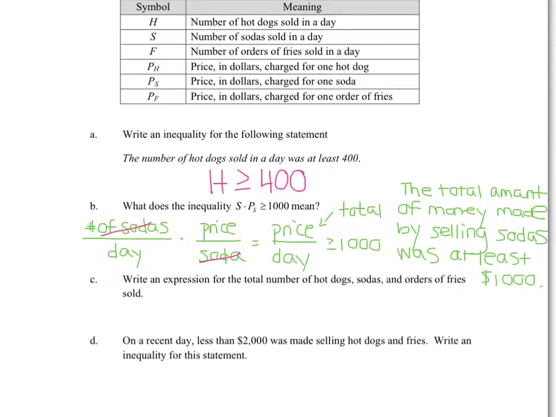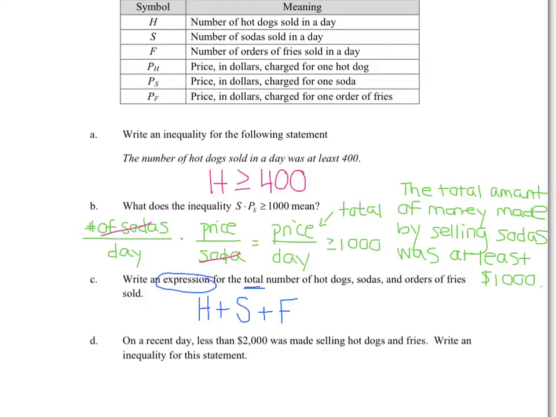All right, C, write an expression for the total number of hot dogs, sodas, and orders of fries sold. Well, I know I sold H hot dogs. I know I sold S sodas, and I know I sold F fries. Well, since we want the total, what that really means is I'm going to add them all together. Remember, it says expression, so there should be no equal sign. So H plus S plus F.